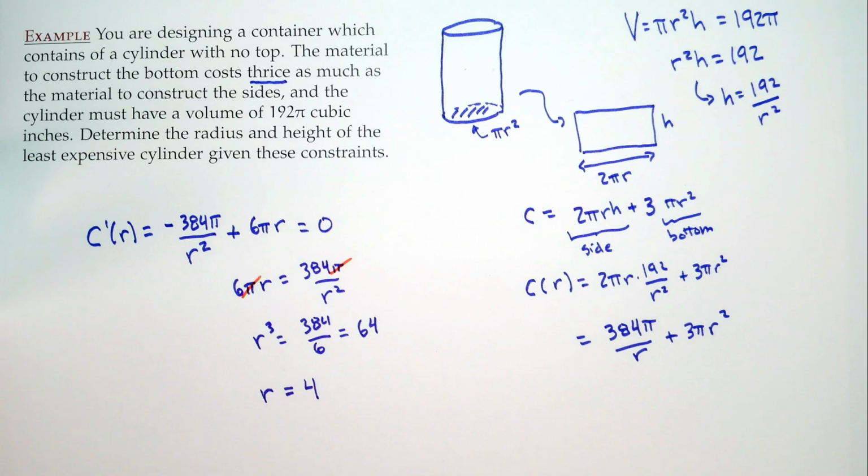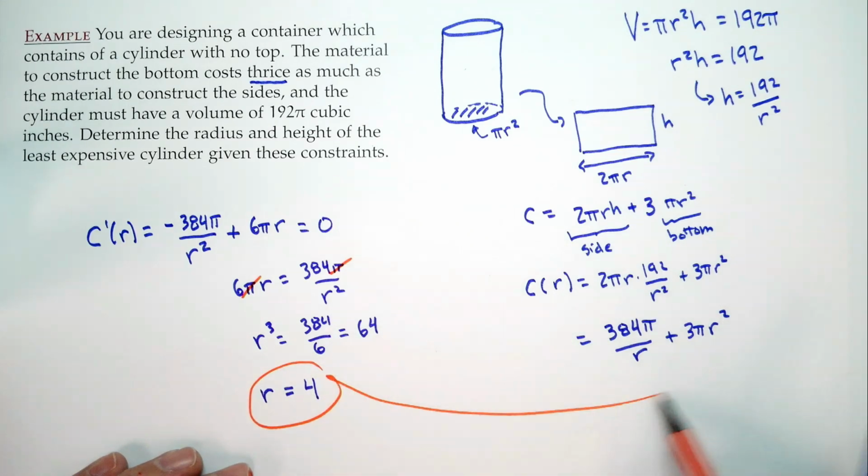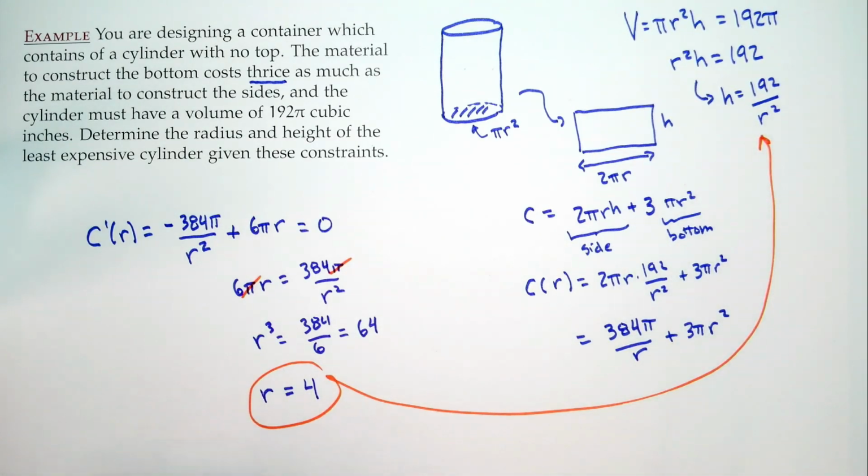Okay, so now we know what r is. What about h? Well, to get h, we're going to take this r and plug it into that relationship which gave h in terms of r. So we can now say h would be 192 over 4 squared. So that's 192 divided by 16.